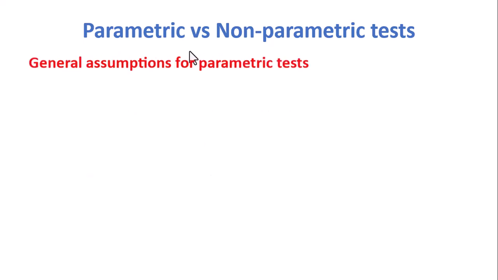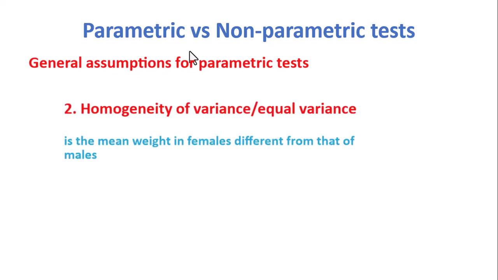The second most common assumption for using parametric tests is the homogeneity of variance. What we mean here is that data from multiple groups have the same variance, i.e., the population variance of two populations is considered to be equal. If you want to see whether the mean weight in females is different from the mean weight in males, then the variance of the weight in males should be equal to the variance in weight among the other group.